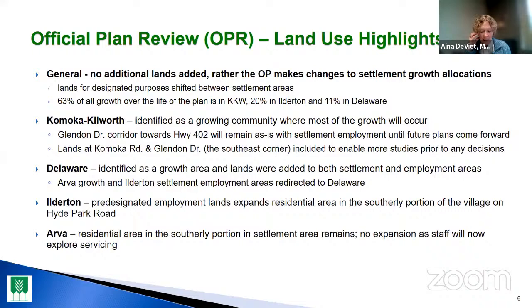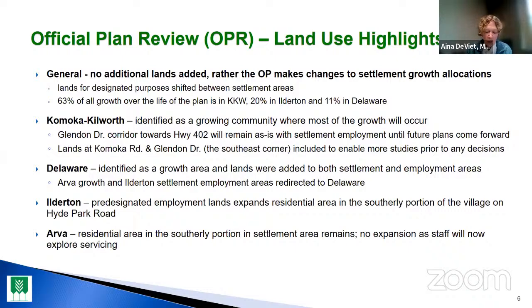Designated employment lands have been shifted from Elderton to Delaware. And the consequence of that, of course, then is the boundaries in Elderton were not changed, but by moving the marker that said employment lands to Delaware, there is a residential allocation in Elderton. So no boundary adjustments across the board, but those uses were shifted so that it made sense. The placement of each of those made sense relative to the community as a whole.